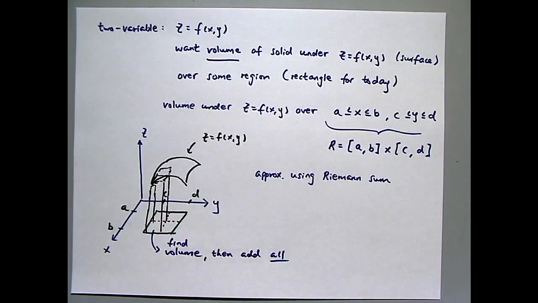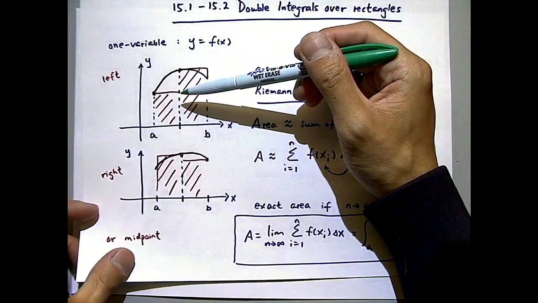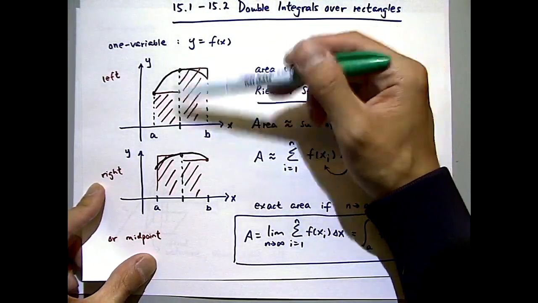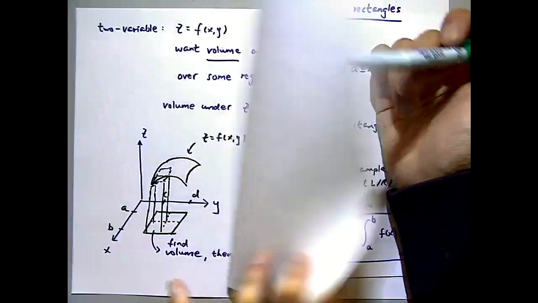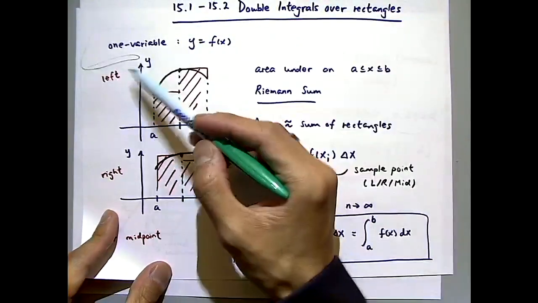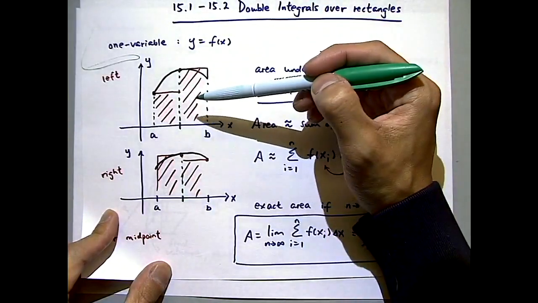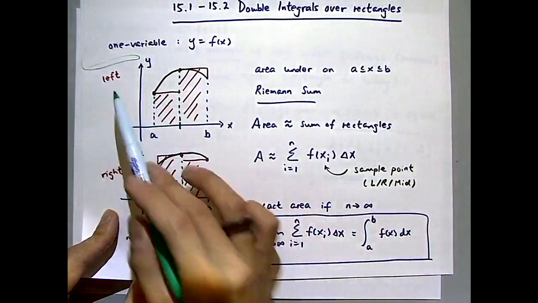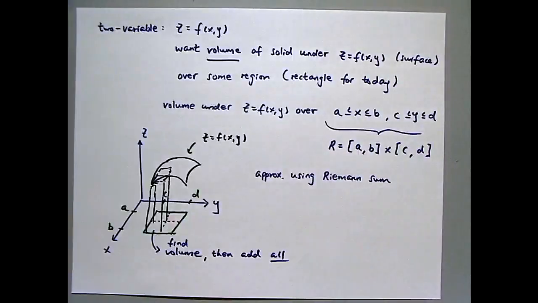Now, just like with the one variable Riemann sum, we have to make a choice of how we get the height of the bar in the one variable Riemann sum and the column in the two variable case. So we have to make a choice, left, right, midpoint, and we have more choices here in 2 variables.